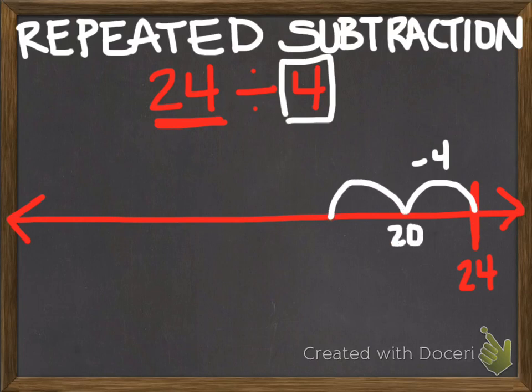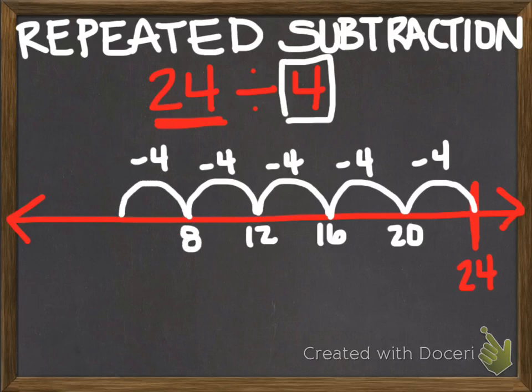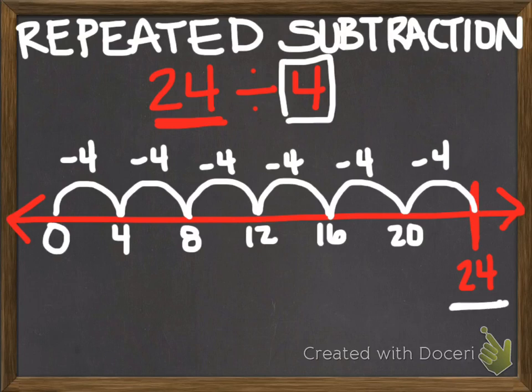20 minus 4 is 16. 16 minus 4 is 12. 12 minus 4 is 8. 8 minus 4 is 4. And 4 minus 4 finally gets me to 0. So I started with all of the cards and I subtracted 4 over and over until I got to 0.